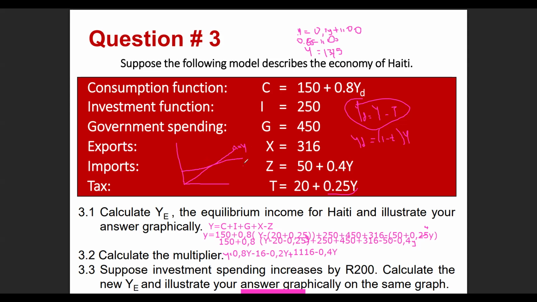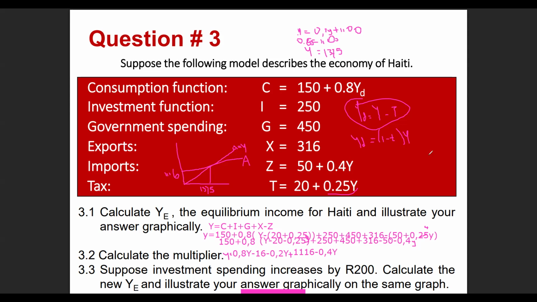And then you draw the curve. This is your A, which is equal to C plus I plus G plus X minus Z. And then here, your autonomous components, we just say 150 plus 250 plus 450 plus 316 minus 50. It's 1,116. So you have 1,116, where your equilibrium income is 1,375, right? And they ask you to calculate the multiplier.